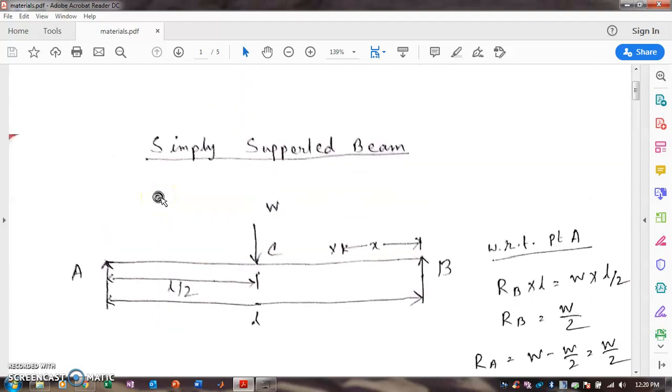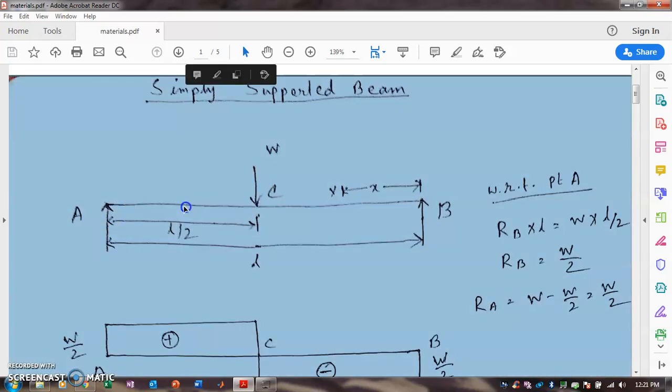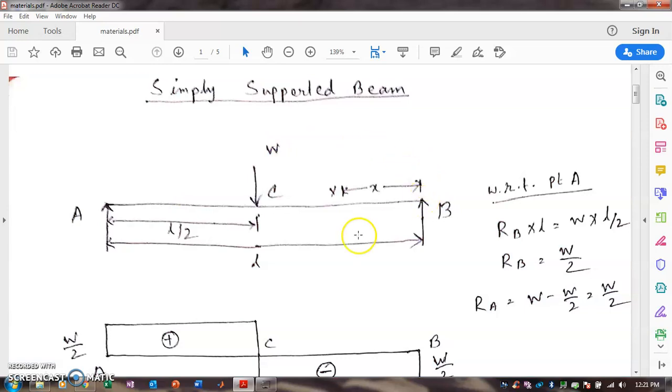Now if you are interested in taking the bending moment not from both sides A and B, but only from a single side, either right hand side or left hand side, then what will happen? Suppose this point X is between A and C, anywhere here. So now you are taking the right hand side. So what will be the bending moment? The point X is here, and X is the distance from point B to point X.